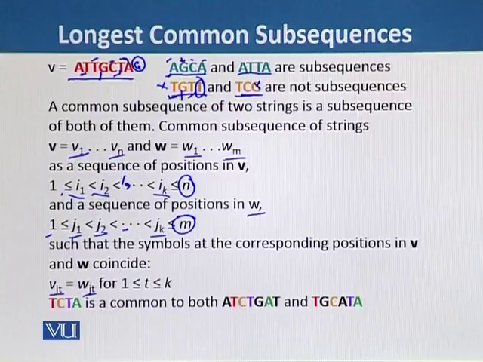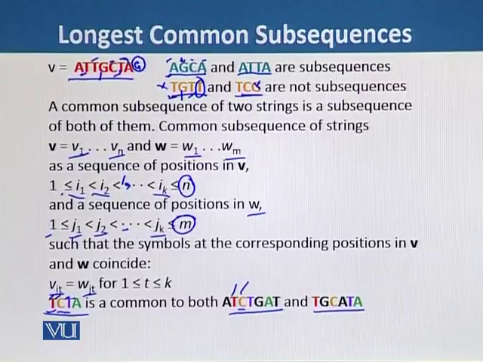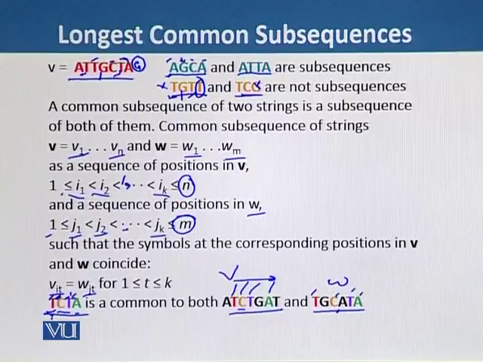And we see here that TCTA is common to both this one and this one. So we can see TCTA: T is red, C is yellow, T is purple and A is green, so it is in order. Similarly, this is string V and this is string W, and in string W we also see T red, C yellow, T purple and A green. So this TCTA is a subsequence of both the V and W strings.